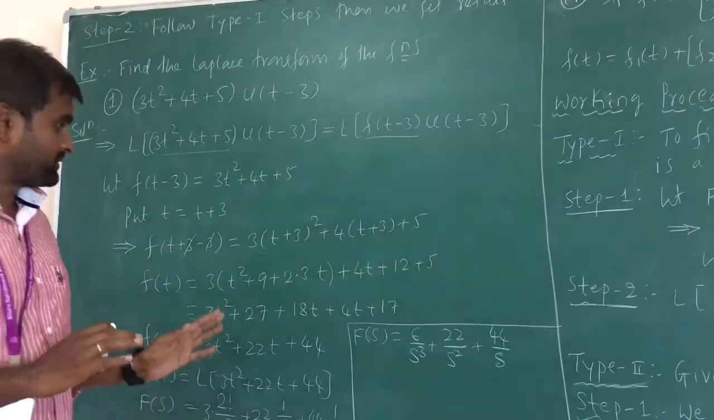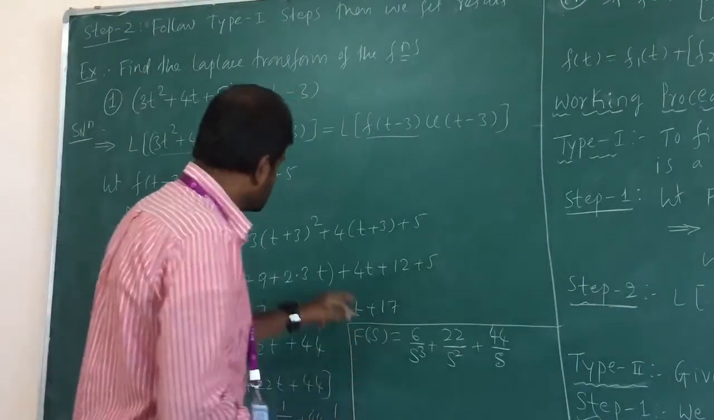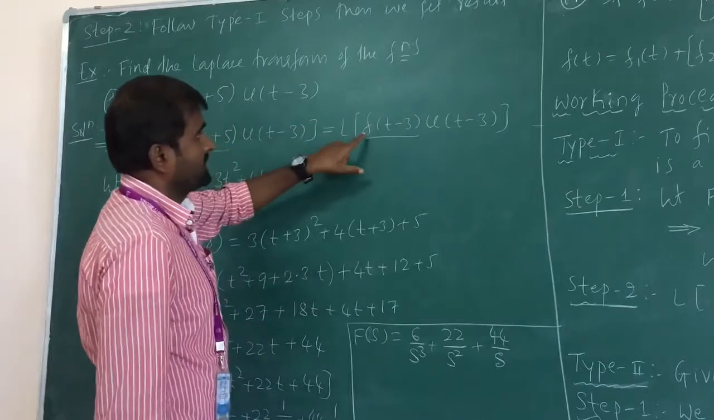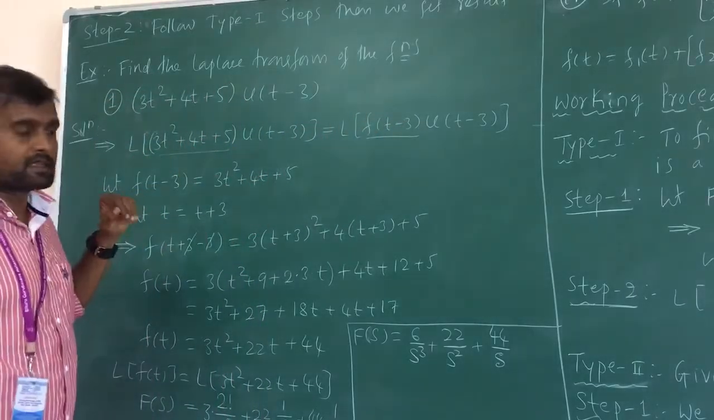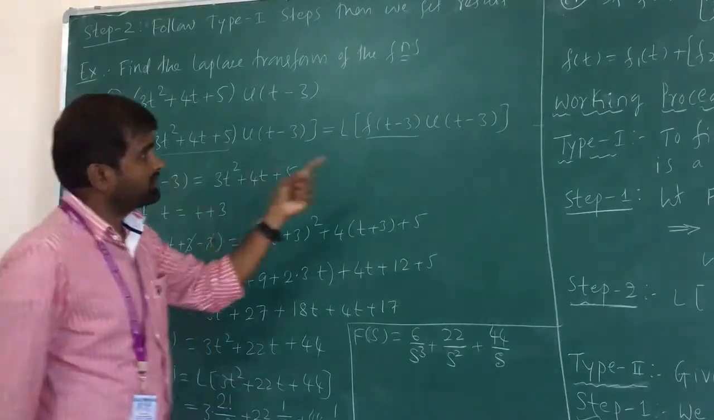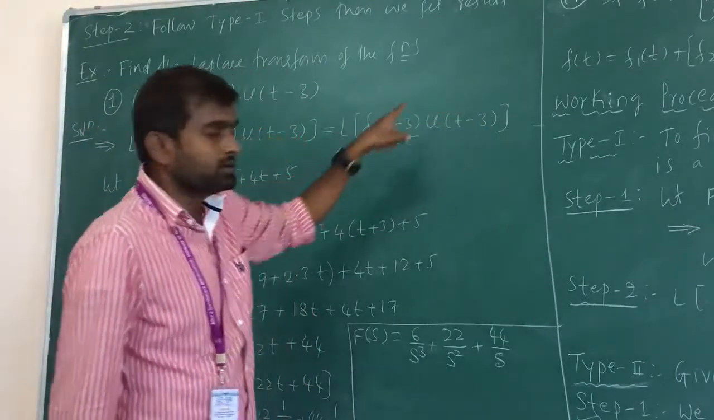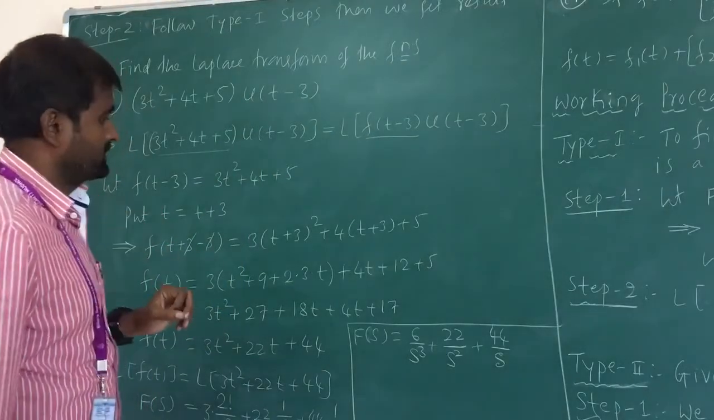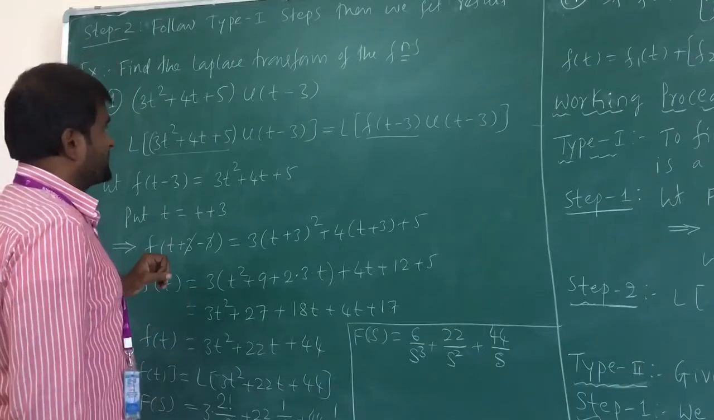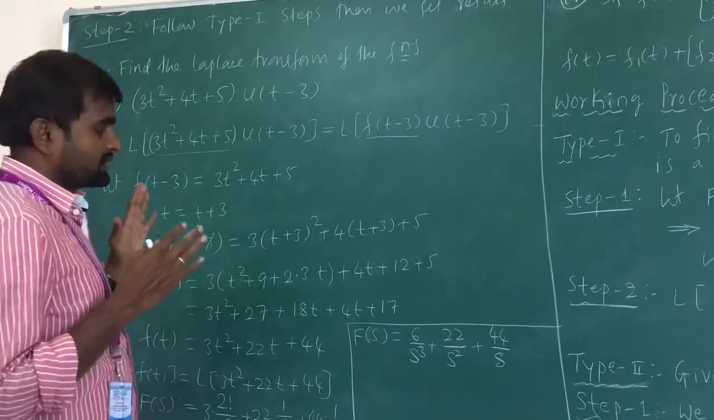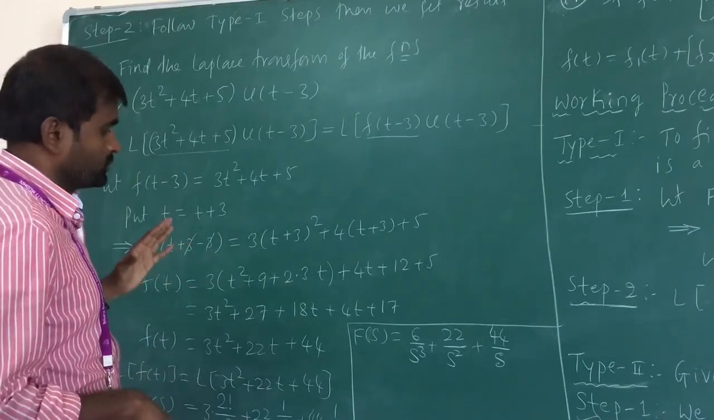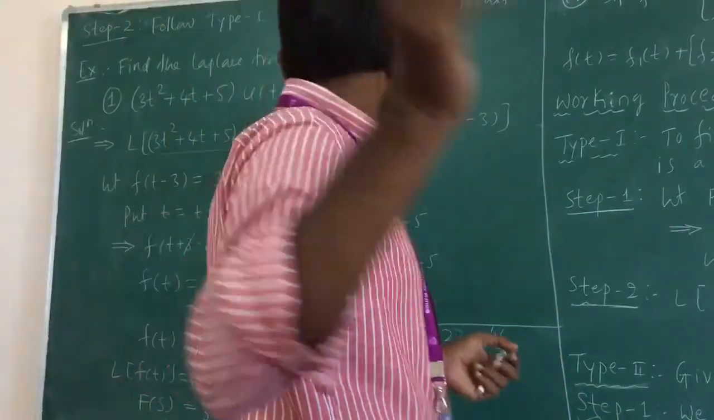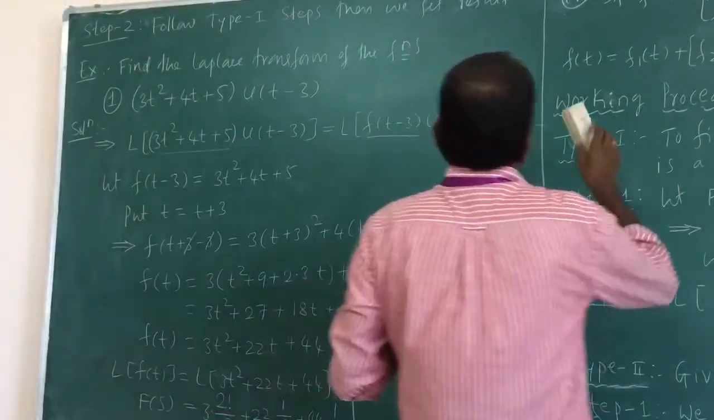Once you get the f of s, this is not the final answer. So look here, we are extracting only this f of t minus 3, which we solved now. Then we have one more result, u of t minus 3. So now if I take together that result, shall I write here or next page? Okay, then I write here.